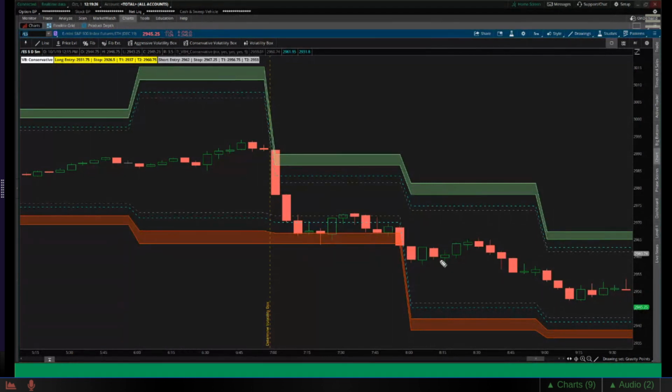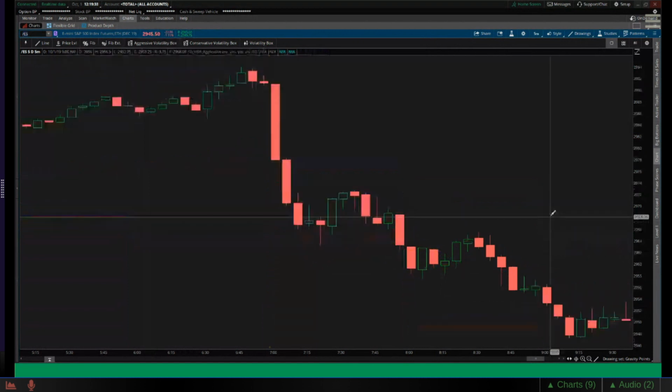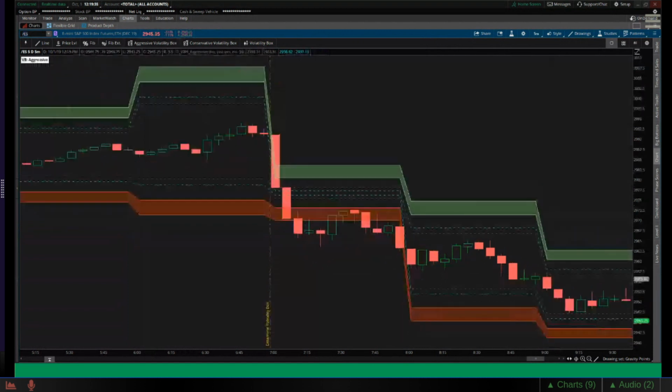And now my bias is short. So for the rest of the day, this is the most aggressive place where you can get in. I could then also switch on over, and this is what I had done, to the aggressive volatility box. And anytime I have an opportunity to short the aggressive volatility box, I take that opportunity because now I have my bias. We didn't get that far.